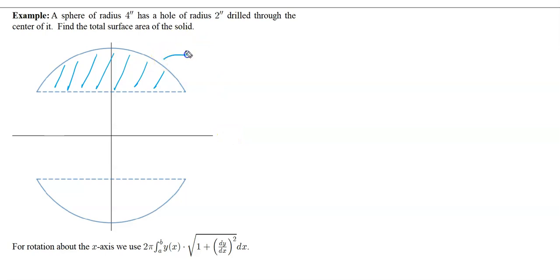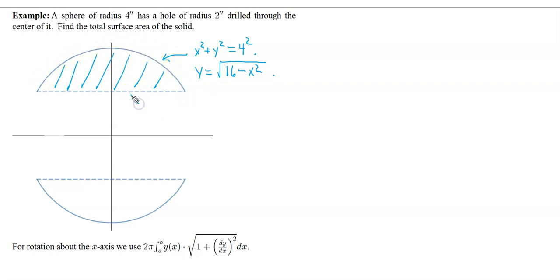Now the equation that we want for a sphere of radius 4 is going to be, so that's a circle of radius 4 that forms an entire circle going all the way around. Now if we only want the upper portion of the circle here, then we're going to solve this for y in terms of x, and we get, so that's the equation for the upper part of the circle here.